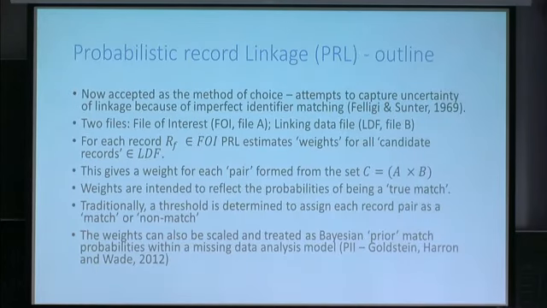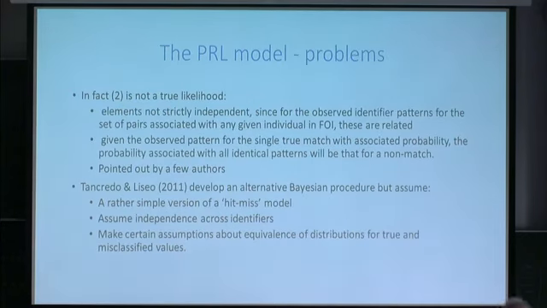But there are some problems. And the first problem, and I'm not the only one to point this out, is that in fact that two-class latent class model, and the likelihood written down for that, is not a true likelihood. And many people have pointed this out, Tancredi and Liseo particularly have done so, but there's a previous literature as well, and there are several reasons for this, but essentially you can think of this in the following way.